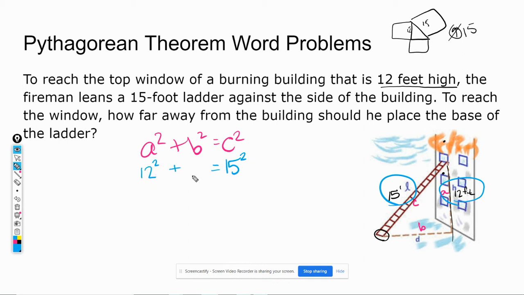B is the number I don't know, or the distance. I can write D squared or B squared. I'm going to personally just write B squared. And I'm going to figure out the information that I have in here. Well, it says 12 squared.